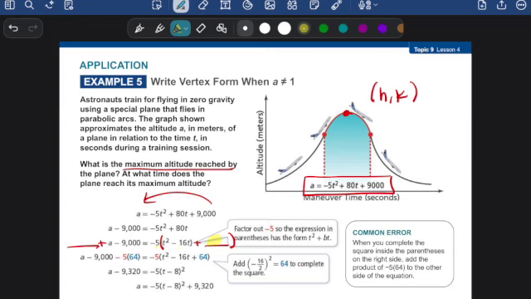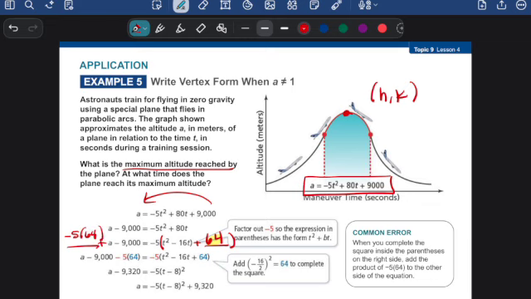Okay, so b is -16. -16 divided by 2 is -8. -8 squared is 64. So I'm going to add 64, but I'm also going to multiply it by -5. So that's what we're doing over here. Then we're going to add -5 times 64.